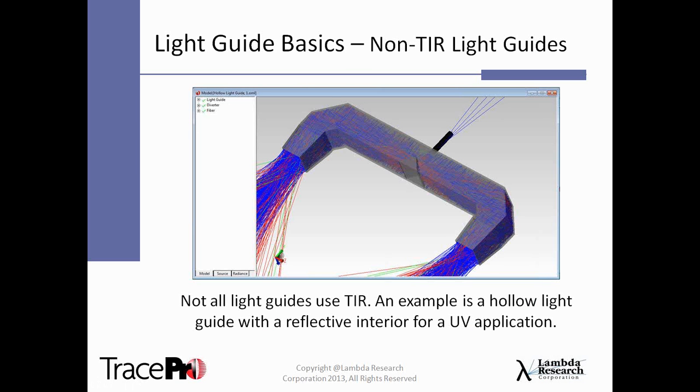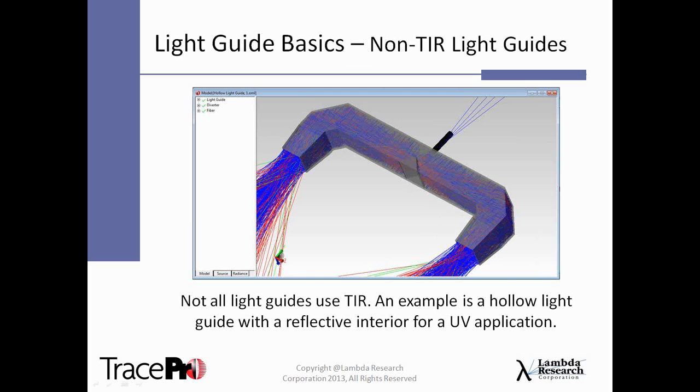Should also mention that not all light guides work by total internal reflection. In this case, this is a hollow light guide with a reflective interior made out of a reflective sheet material, say something like an Alanod or an Alcoa product. In this case, the application was a UV, or ultraviolet, application. And most plastics will have very poor or no transmission in the ultraviolet, especially at the lower wavelengths. So this design used a hollow guide with a reflective material to actually guide the light down.